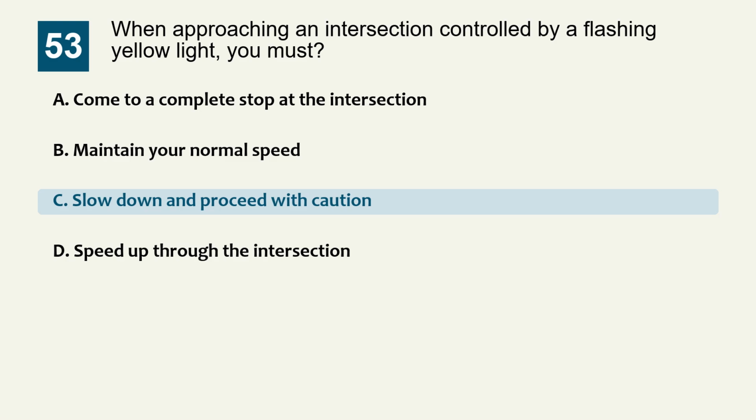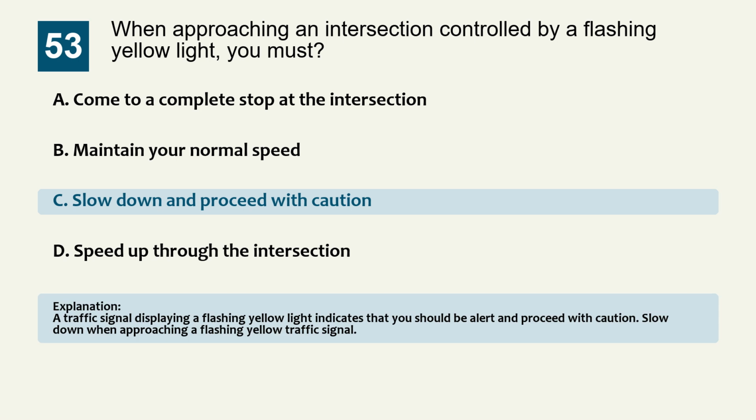The correct answer is option C. Slow down and proceed with caution. A traffic signal displaying a flashing yellow light indicates that you should be alert and proceed with caution. Slow down when approaching a flashing yellow traffic signal.